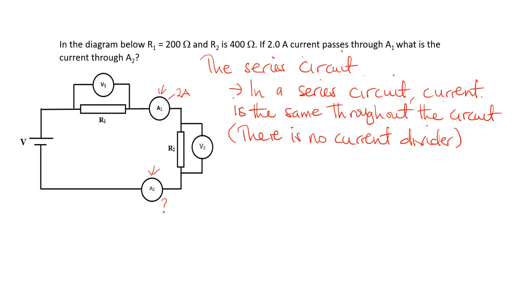In that case, if A1 has 2 amp passing through, it means A2 will also have the same 2 amp. So if this is 2 amp here for A1, this one is also 2 amp, because in a series circuit, current is the same throughout the circuit. So that's the first question.